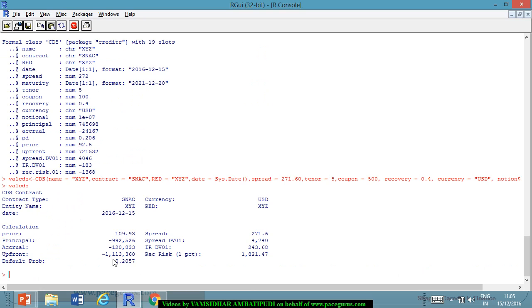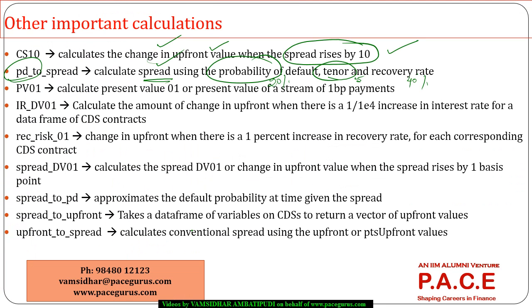So now I could see the upfront is minus 1.113 million. Accrual being minus 120, the subtraction between the two giving the principal. The spread is still the same. IR is now going the other way, and even the recovery is also going positive in this case. So this is how the actual computations can very well happen. This R tool is quite comfortable in terms of understanding the various computations with respect to the credit default swap.